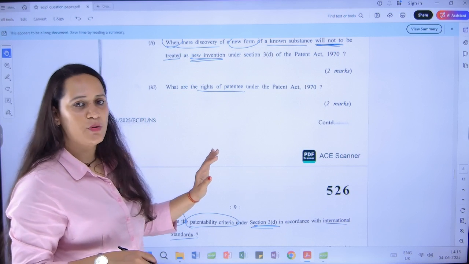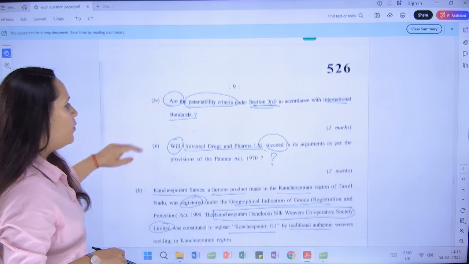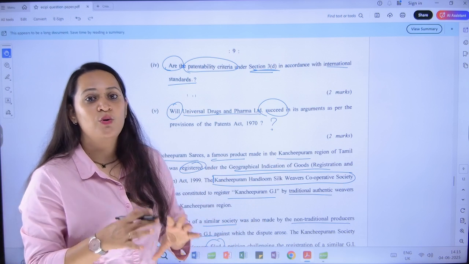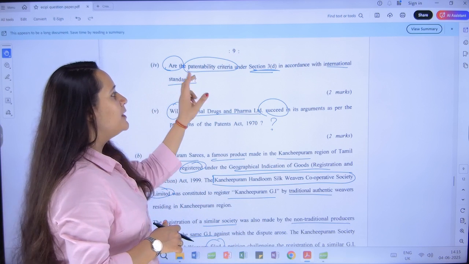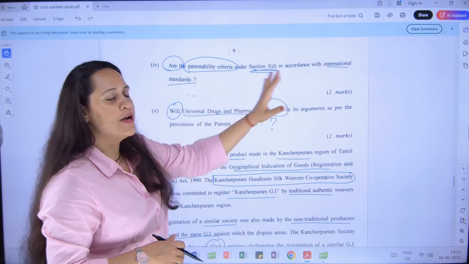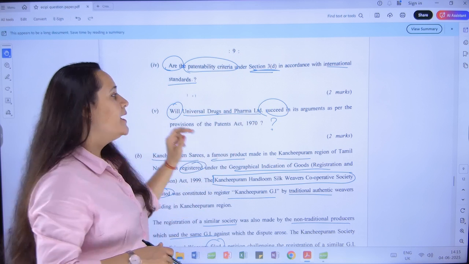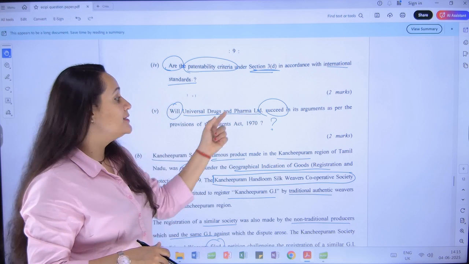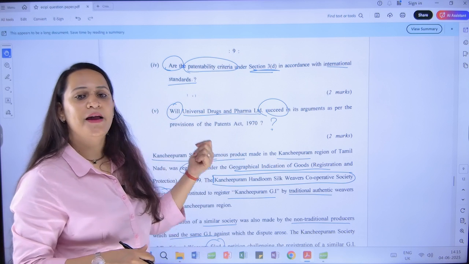Again, it is a direct theory question from the Patent Act. Now, what comes later is the application of your mind, where you have to do interpretation. Are patentability criteria under 3D according to the international standards or not? And the last question is, will the pharmaceutical company in this particular case succeed according to the Patent Act or not?